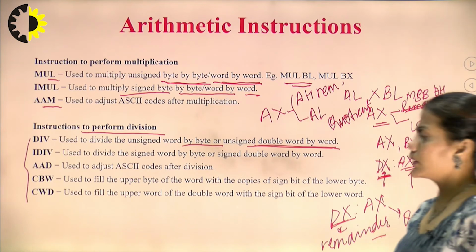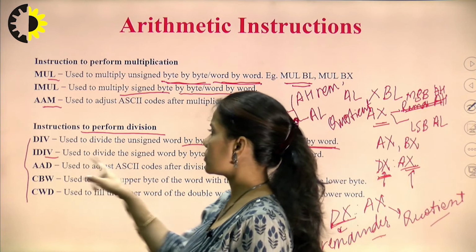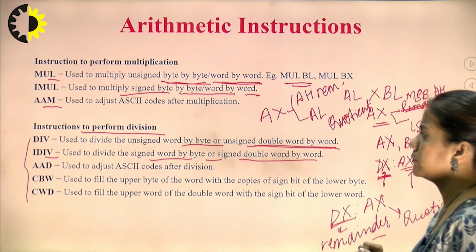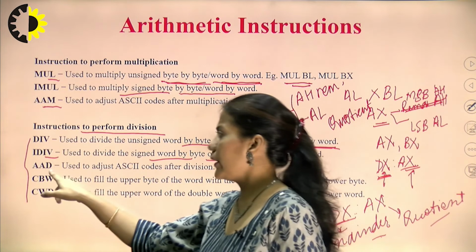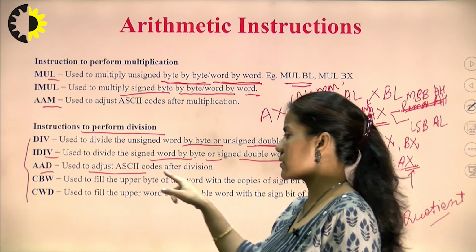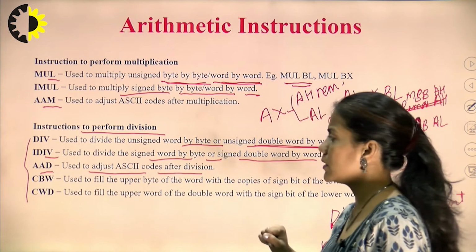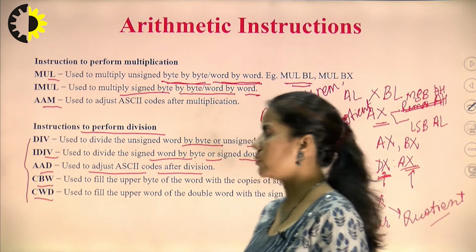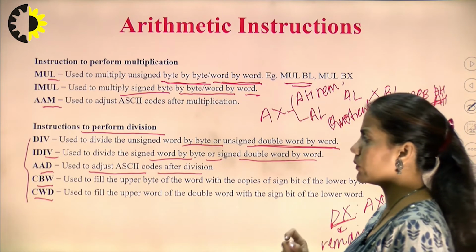So this is the case. IDIV is used to divide a signed word by a byte or a signed double word by a word. AAD is used to adjust the ASCII codes after division. CBW will convert a byte to a word, and CWD is used to convert a word into a double word.